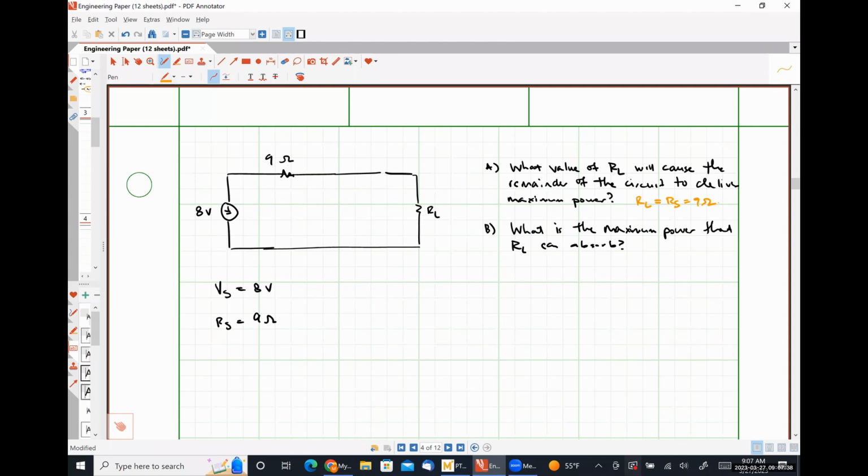What is the maximum power that can be absorbed? Pmax is going to be VS, so that's going to be 8 volts quantity squared over 4 times 9 ohms. Looks like 64 over 36 watts, which could be simplified, but I'm lazy and not going to do it.